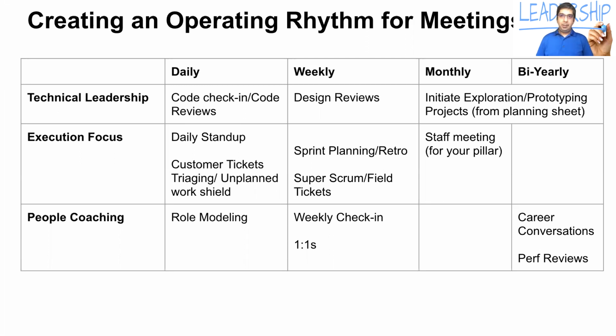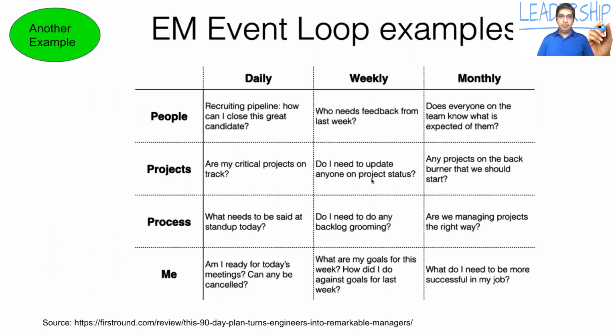So this structure I'm proposing, there are other examples out there. You can look them up. I have some pointers here on similar ways. It's the event loop, engineering managers event loop example, right? People, projects, process, yourself: what you're doing daily, weekly, monthly, what are the key tasks you're trying to accomplish as a part of this.